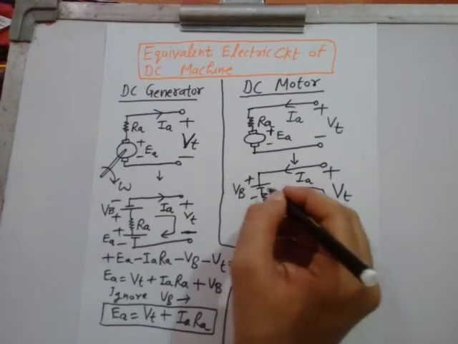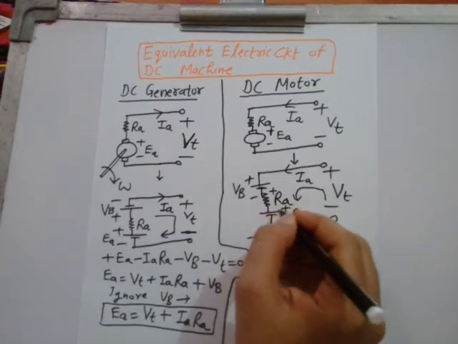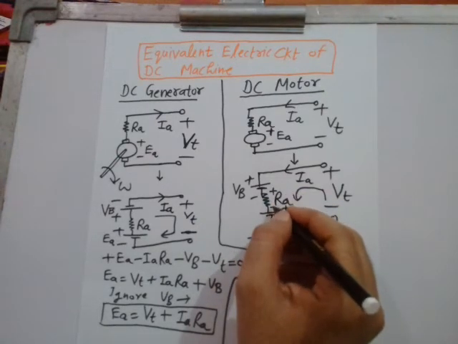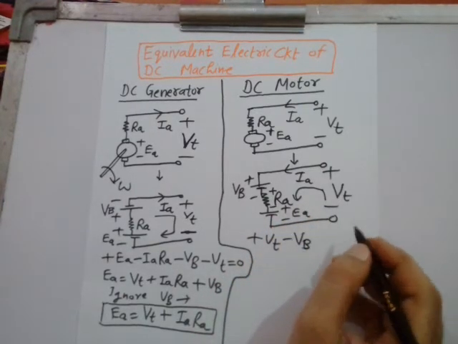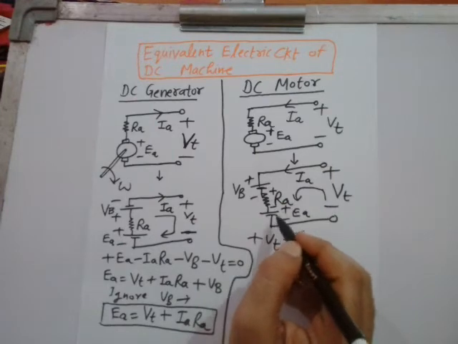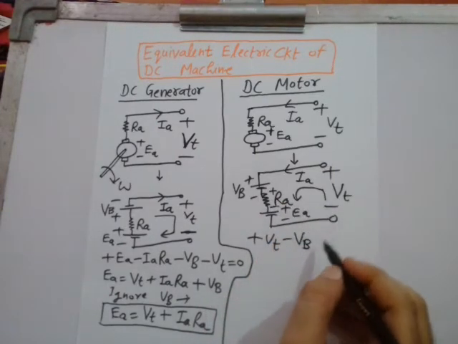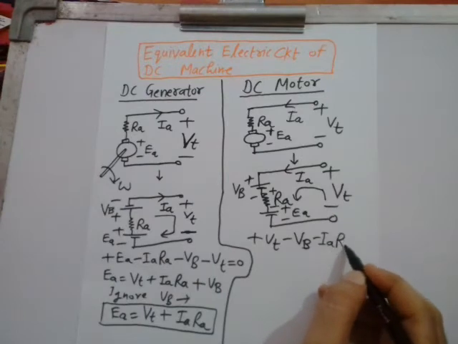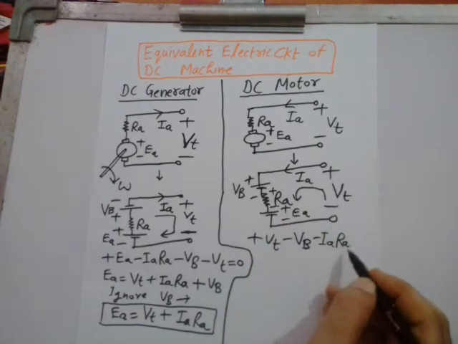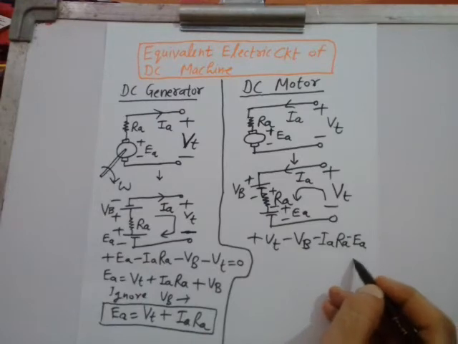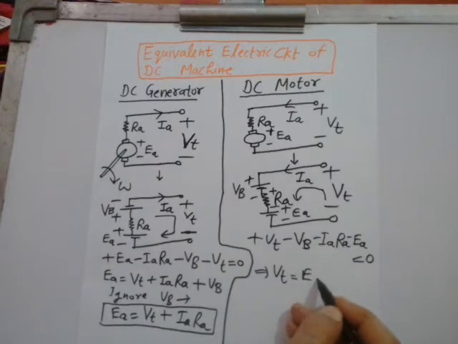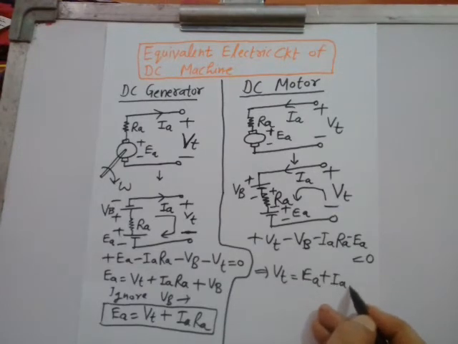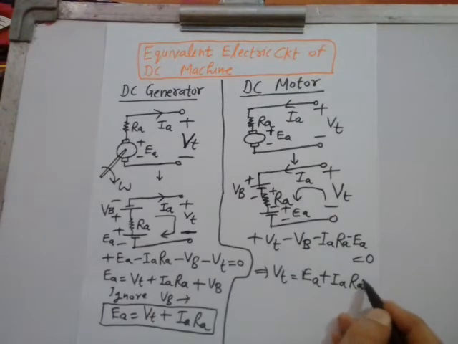In the direction of current there is a voltage drop. So what is the polarity of the voltage drop in the armature? Like this, plus here, minus here. This negative represents the voltage drop. That is our basic convention of electrical technology: in the direction of current flow there is a voltage drop, so here you write a minus sign. So VT minus VB minus IARA minus EA is equal to 0. So VT is equal to EA plus IARA plus VB.